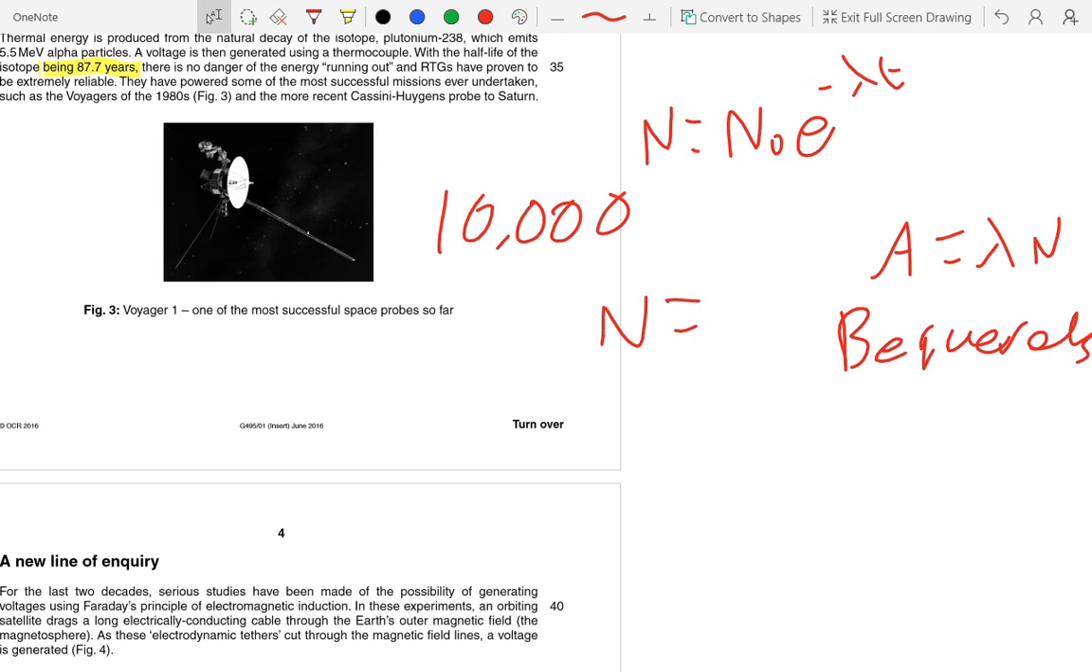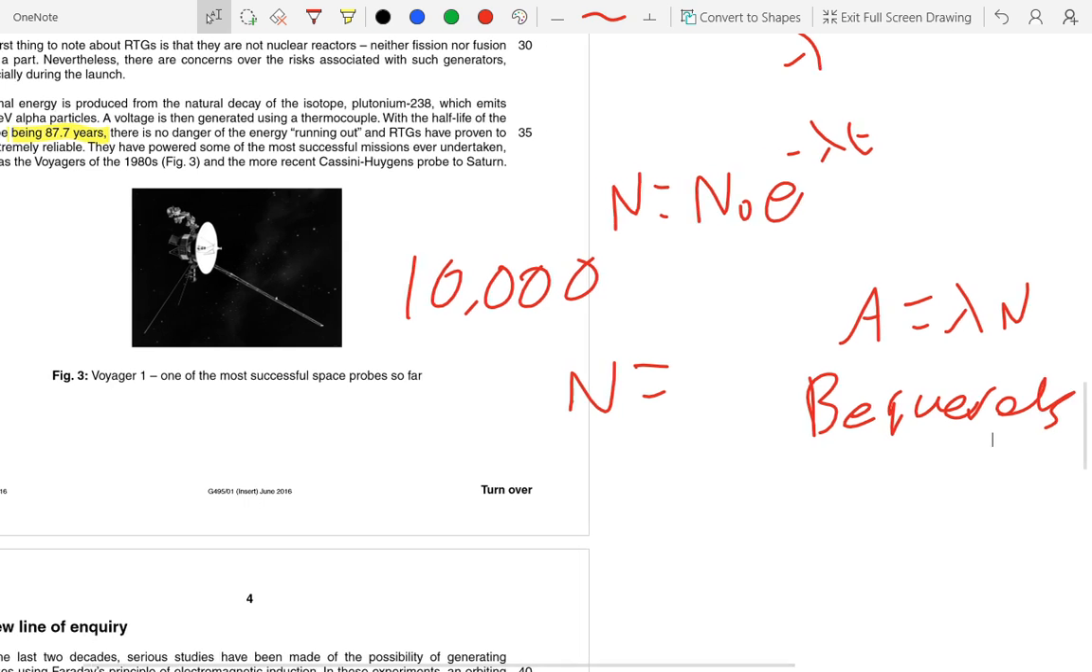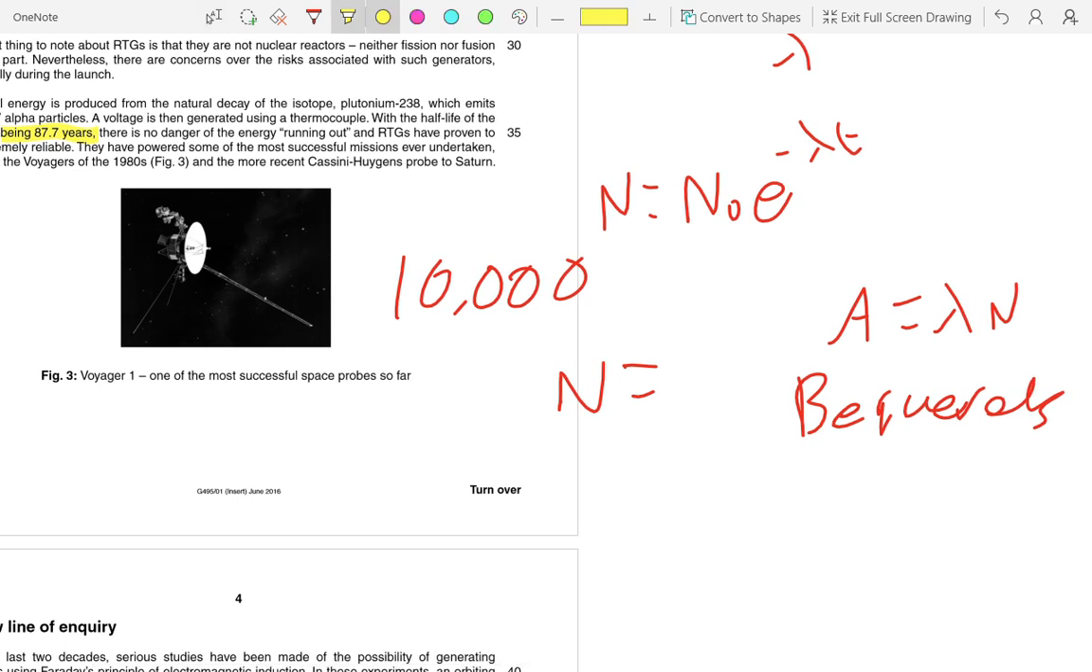So that almost covers this section. The other thing it says that we almost missed out was voltage is then generated using a thermocouple. So a thermocouple is just a way of generating electricity due to a temperature gradient.